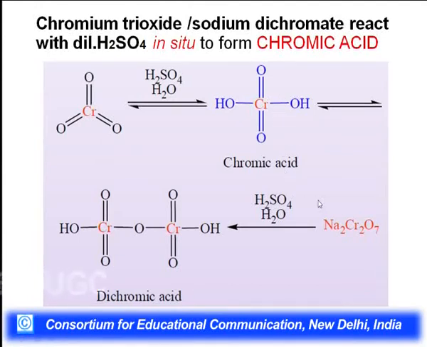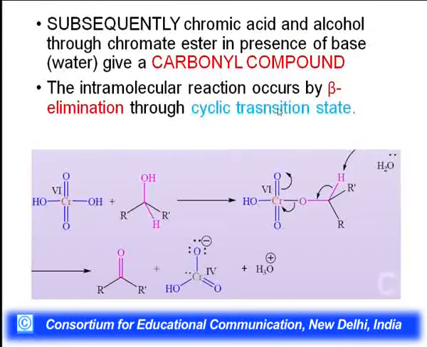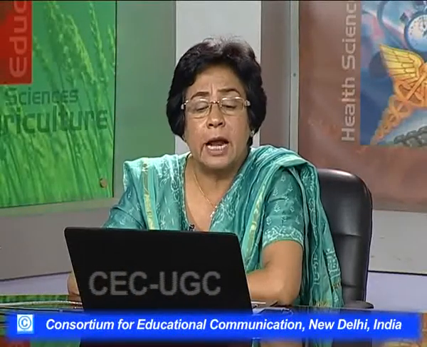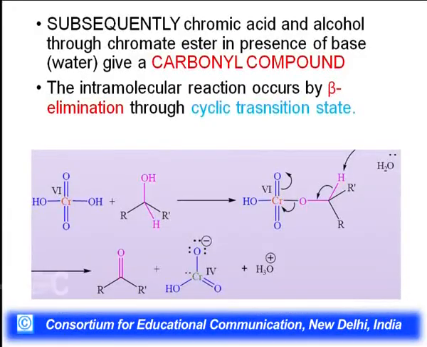Similarly, if we do the reaction of sodium dichromate with sulfuric acid, again we will get dichromic acid which will act as an oxidizing agent. And please remember, we prepare chromic acid in situ. What I mean here by in situ is in the reaction medium. So now what we will see here is that this chromic acid will oxidize the primary alcohol through formation of a monoester, and it will then give us an aldehyde.